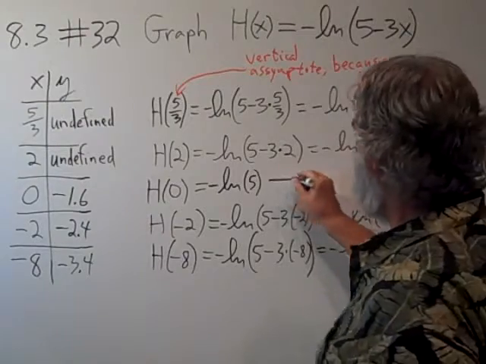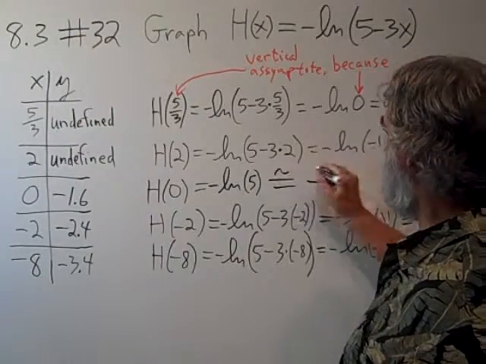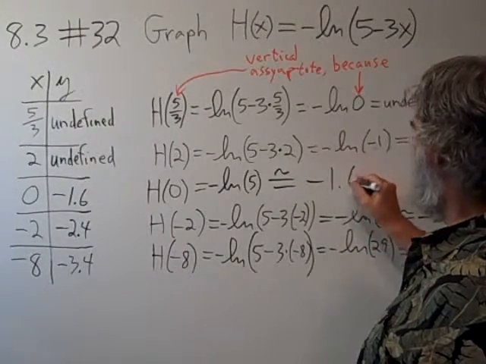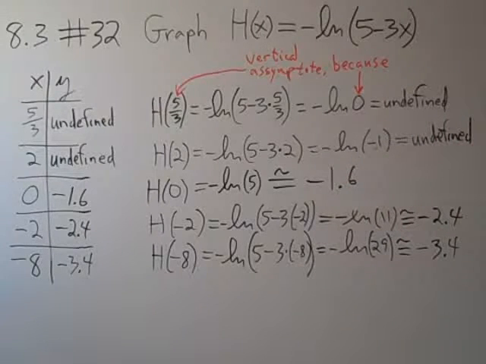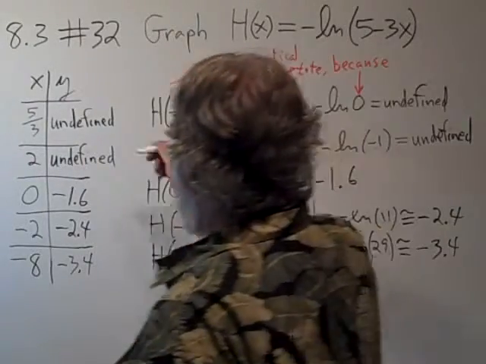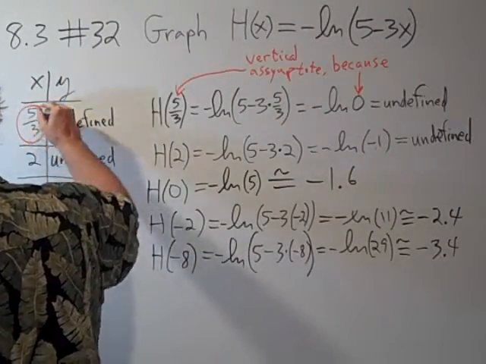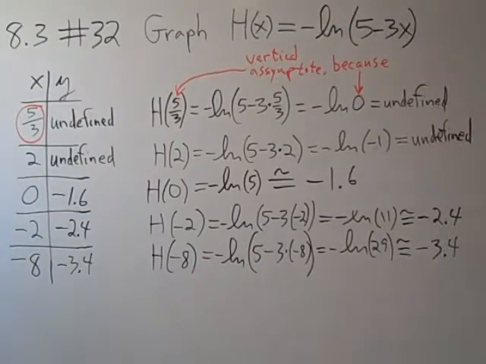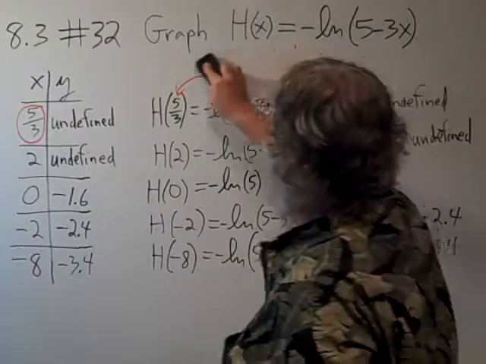So this one rounds up to approximately negative 1.6. Anyway, there are the values along with the asymptote, and I'll circle the asymptote here. X equals 5/3 will help us graph the function. So now let's graph it.